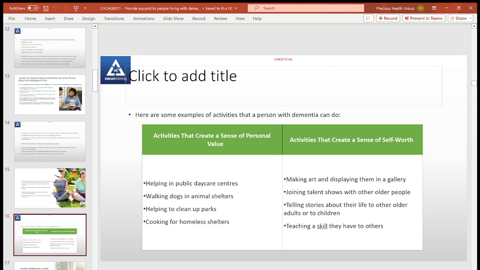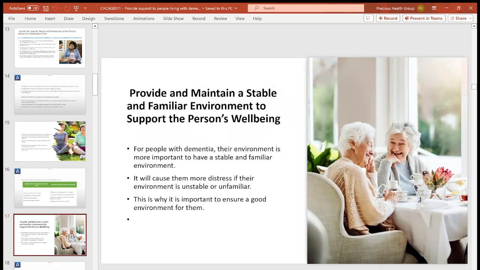Joint talent shows with other people, telling stories about their lives to older adults or even the younger ones or the children, and teaching skills that they have to others. These are some of the things that can always improve people's self-worth. Try to engage them and help them to achieve this goal.